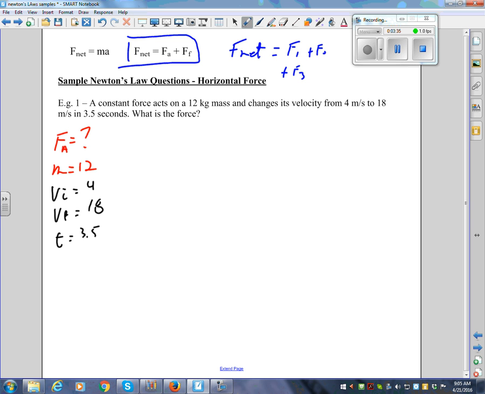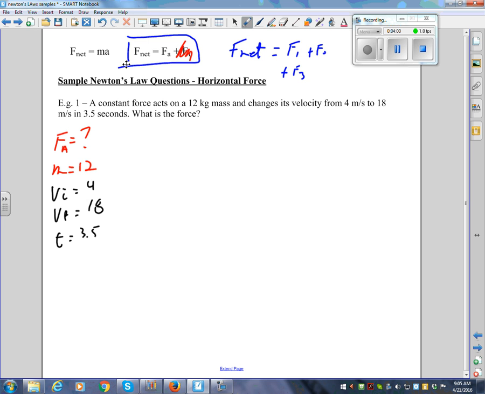Is there a friction force? There is not. So really, the applied force is equal to the net force. That's the only force there is. The net force is the applied force. Okay? So I'm really solving for F net, so I need M times A. Do I have M? I do. Do I have A? I do not.